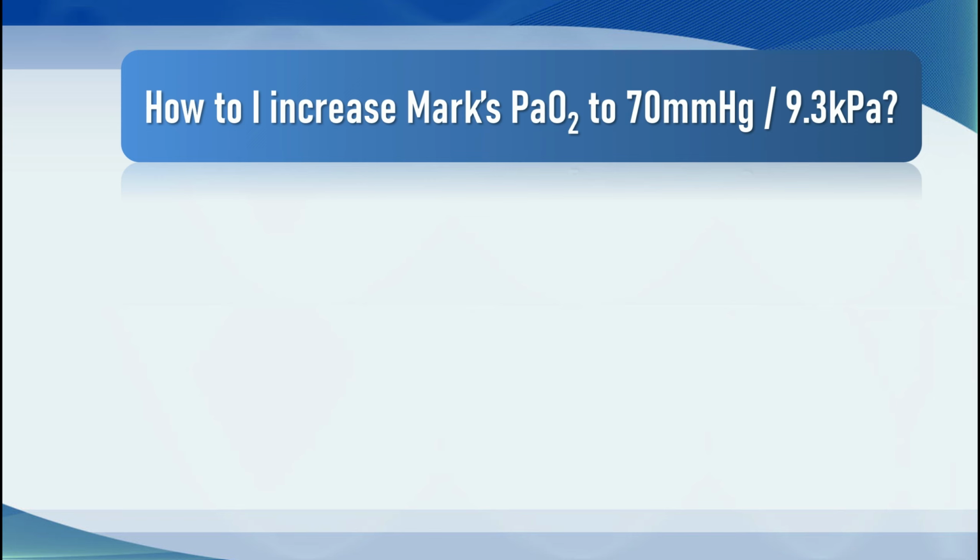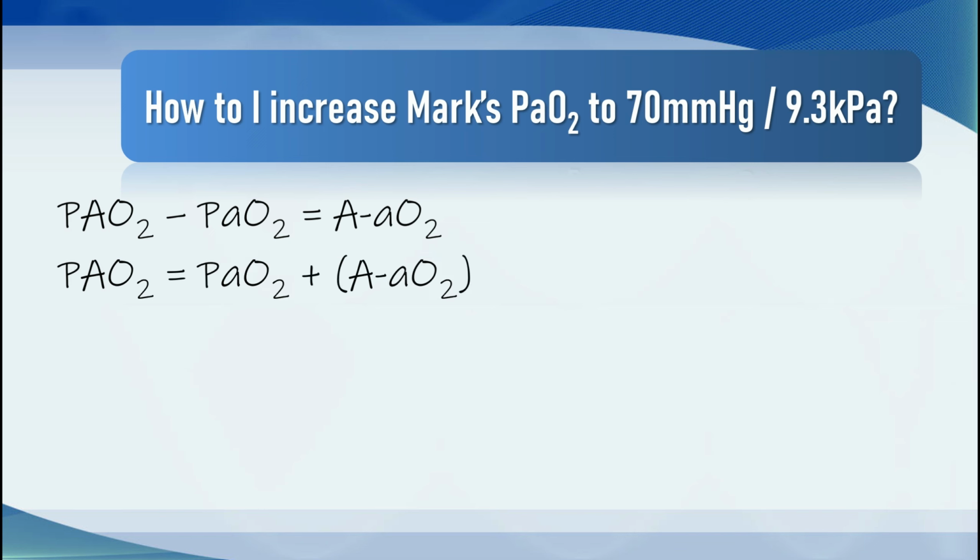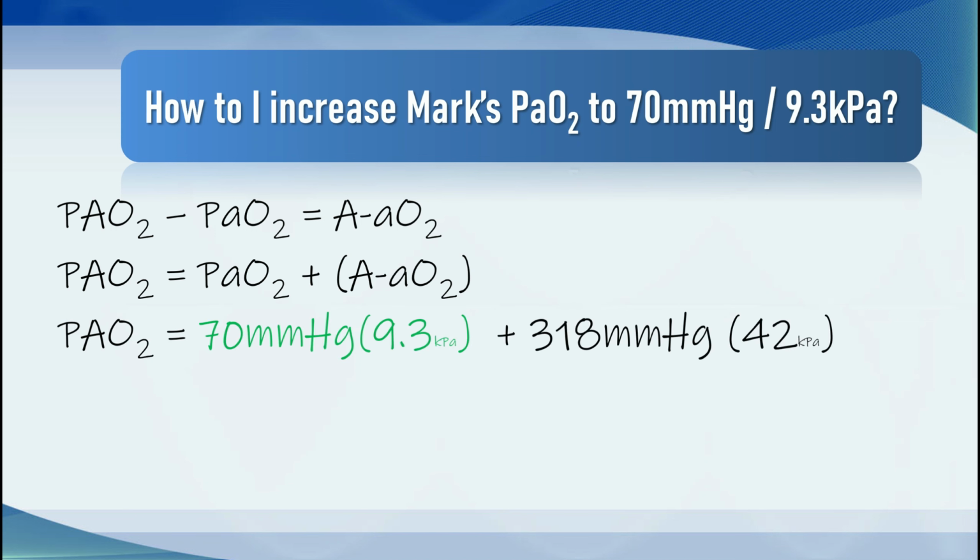So how much oxygen do we need to give Mark to get his PaO2 up into the safe range? We know that the alveolar oxygen tension minus the arterial oxygen tension is the A minus a O2 gradient. That means that the alveolar oxygen is the arterial oxygen plus the A-a gradient. We know these numbers: our desired PaO2 is 9.3 kilopascals or 70 millimeters of mercury, and the A-a gradient is 42 or 318 millimeters of mercury. Adding these, we can get the alveolar oxygen tension that will be required to bring the arterial oxygen up to 9.3 kilopascals or 70 millimeters of mercury.